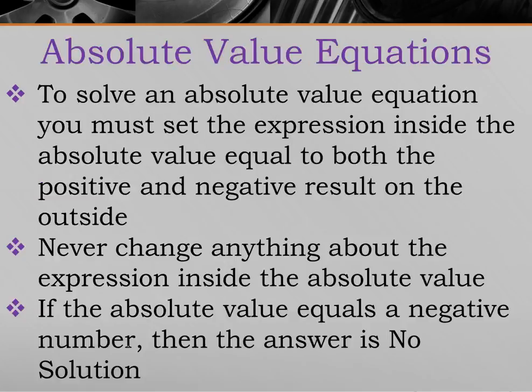So to solve an absolute value equation, what you're going to do is set the expression inside the absolute value equal to both the positive and negative result of the outside. Again, if it's the absolute value of something equals 7, you'll set that something equal to 7 and negative 7. Nothing about the inside will ever change.